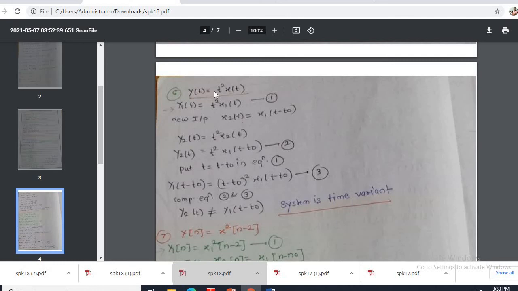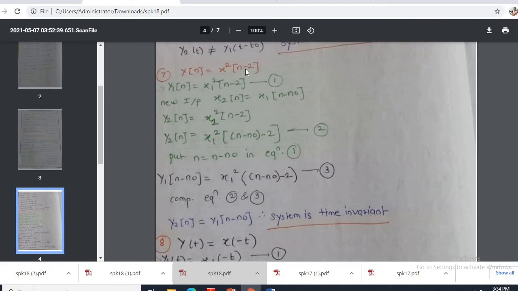Now here you can see y of t is equal to t square x of t. In the same fashion, x2 of t is equal to x1 of t minus t0. y2 of t is equal to t square into x2 of t; instead of x2 of t, I will write x1 of t minus t0. This is one equation. Now if we substitute t by t minus t0, then y1 of t minus t0 is equal to t minus t0 bracket square into x1 of t minus t0. So compare equation number 2 and equation number 3. This is the shifted version of the output, which is not the same as the output obtained because of input shifting. So therefore the system is time variant.